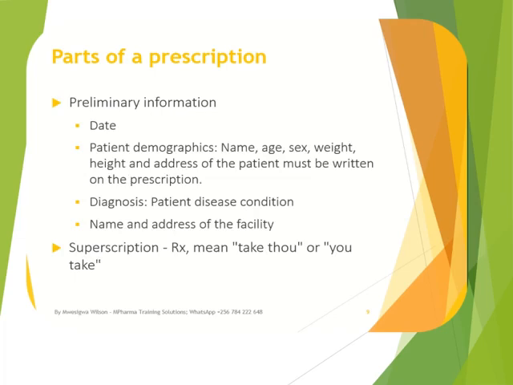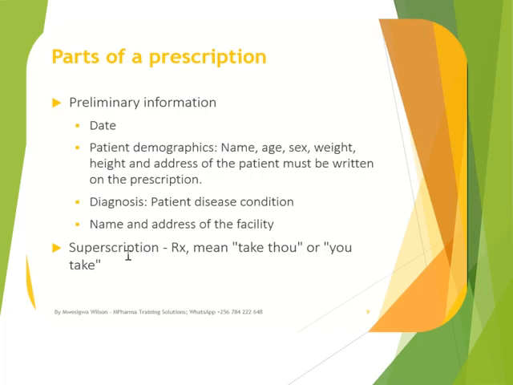Preliminary information is key. It has the date of when the prescription was issued, the demographics of the patient: the name, the age, the gender, the weight, the address. All these are important in identification of the patient. And also, as we shall see in my next presentation, most of these are important in determining the dosage of the drug to be administered to the patient. The diagnosis is important because without knowing the diagnosis, what are you issuing the medication for? Then the name of the facility, which is always at the head of the paper.